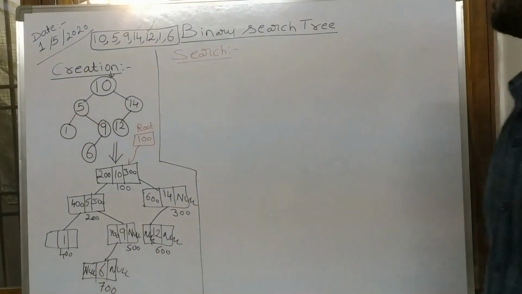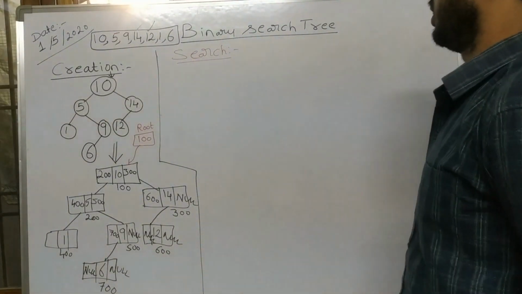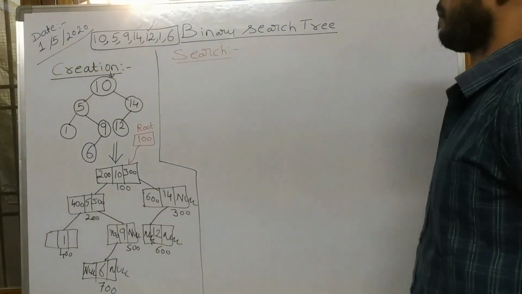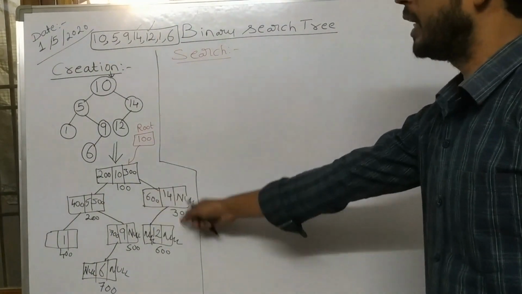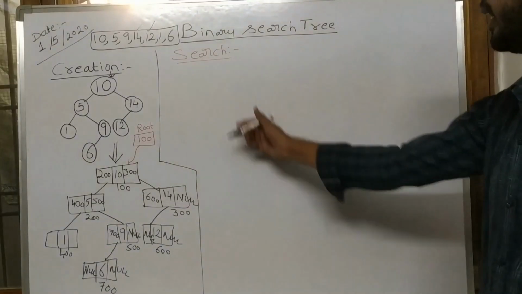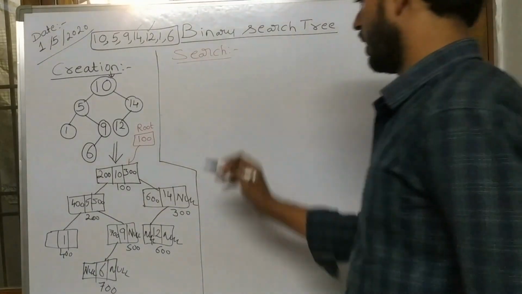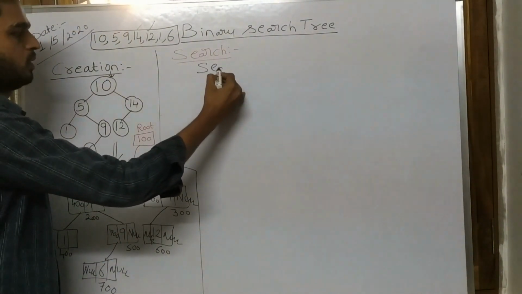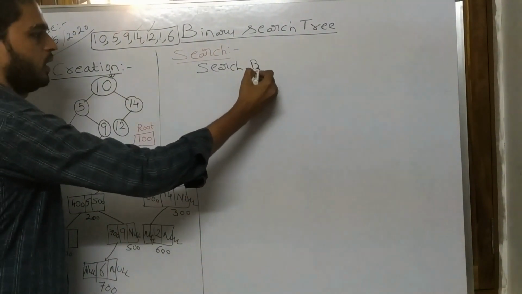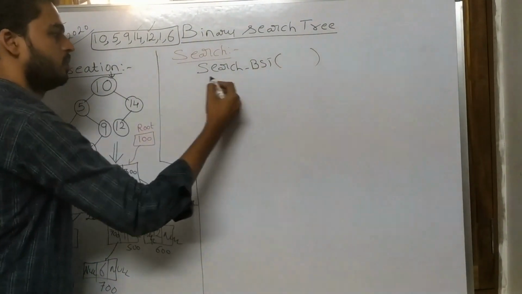Hi to everyone. Now we'll see the search operation in a binary search tree. So this representation you already know. Now we'll write the implementation logic for the search operation. Search in binary search tree.